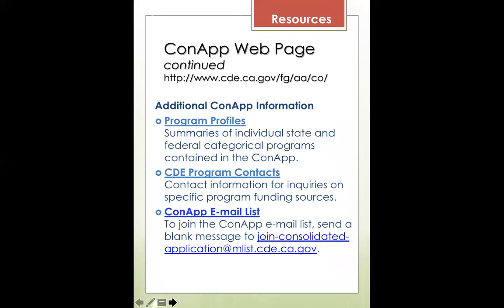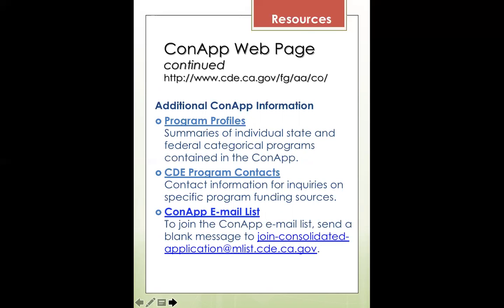One's called Program Profiles. They're there for all sorts of programs beyond the ConApp programs. Program Profiles are summaries of state and federal categorical programs, and they'll tell you what the funding is, what the requirements are to apply for the grant, what the purpose of it is. So those are kind of handy if you have questions about a particular grant. These are probably all pretty familiar to you, but can be useful for grants you're not familiar with. Also, it gives you CDE program contacts and a place for the email list.